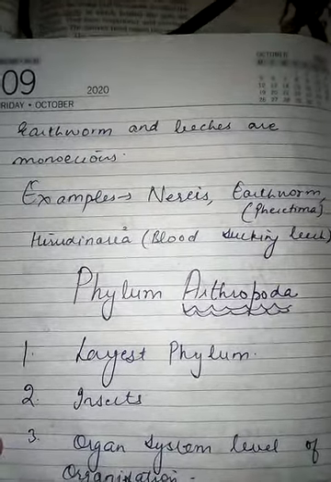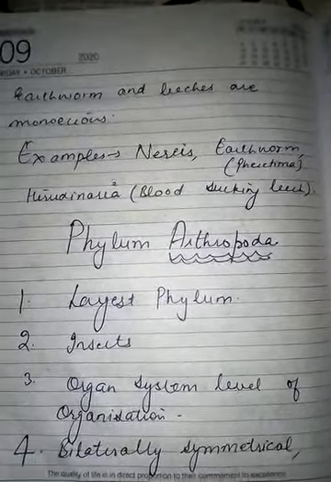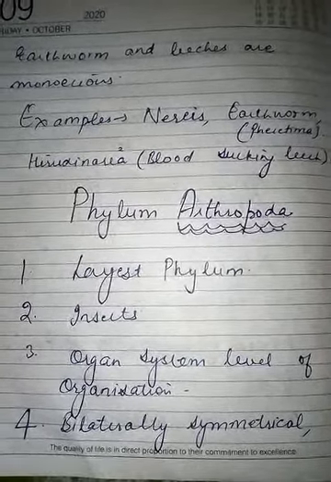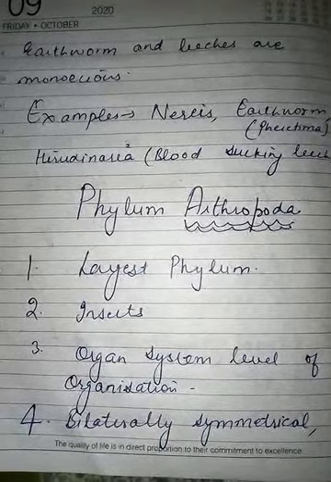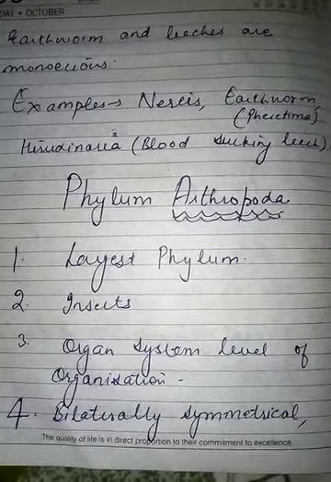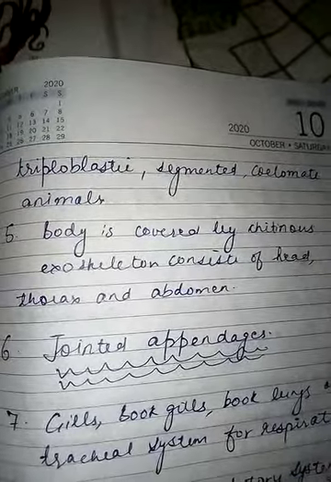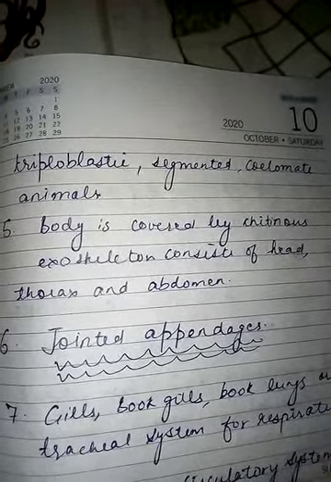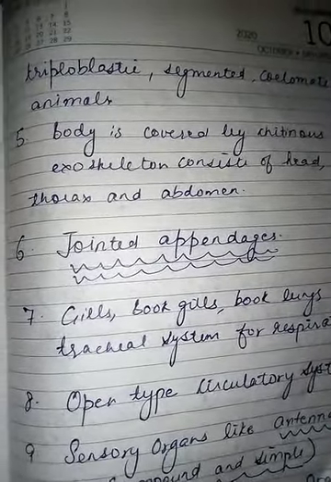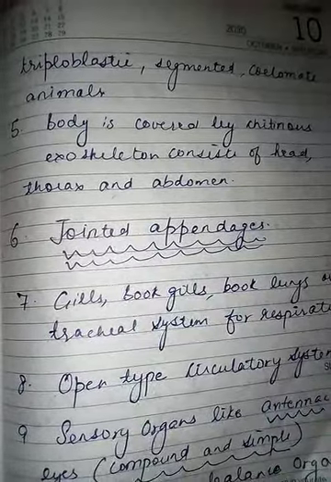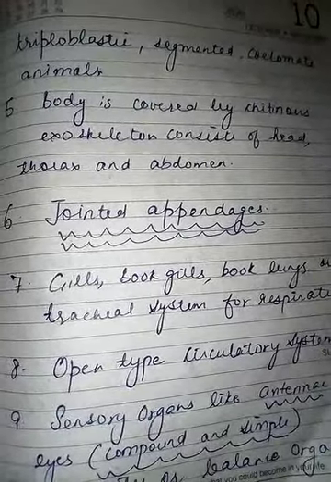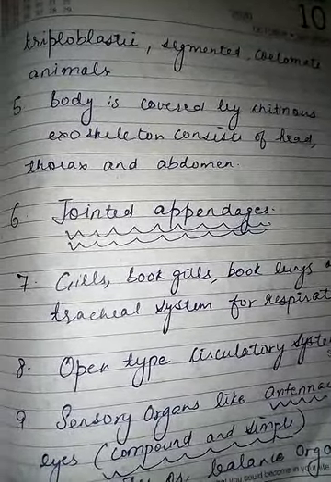Now comes Phylum Arthropoda. Phylum Arthropoda is the largest phylum of Kingdom Animalia. Arthropoda includes insects. They possess organ system level of organization, bilaterally symmetrical, triploblastic, segmented, coelomate animals. Coelomate means they possess a true cavity lined by mesodermal cells. Body is covered by a chitinous exoskeleton, consisting of head, thorax and abdomen.